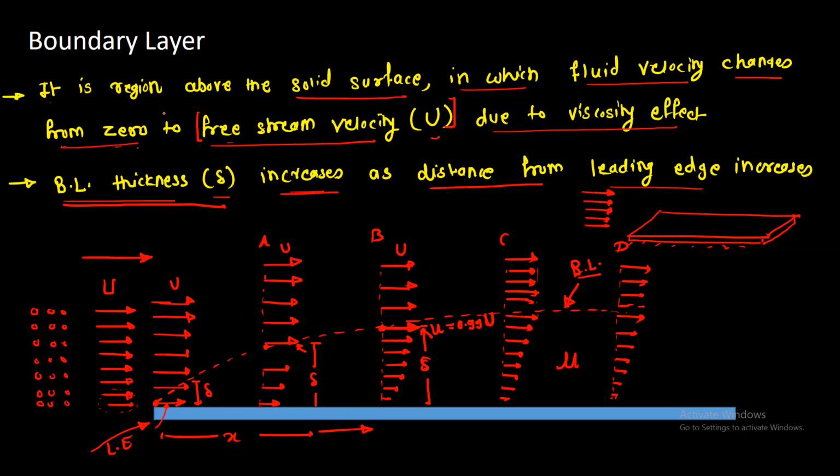So in simple language, boundary layer is the region above the solid surface, meaning above this plate, in which fluid velocity changes from zero, so at the contact we can consider the velocity as zero, up to the free stream velocity due to the viscosity effect. Above the boundary layer, the viscosity effect is not significant, and therefore this velocity remains the same. Okay.